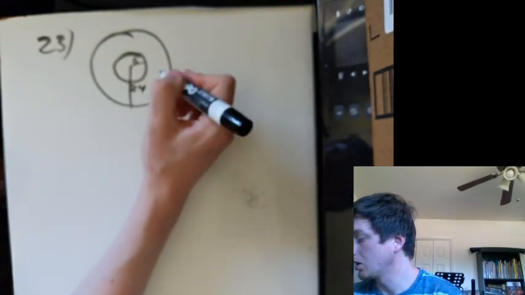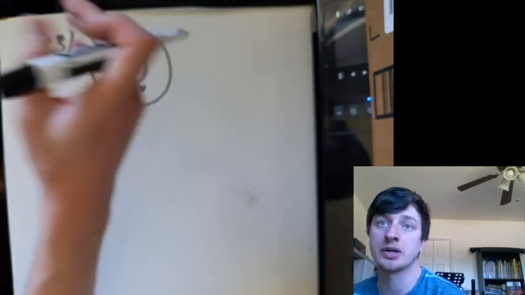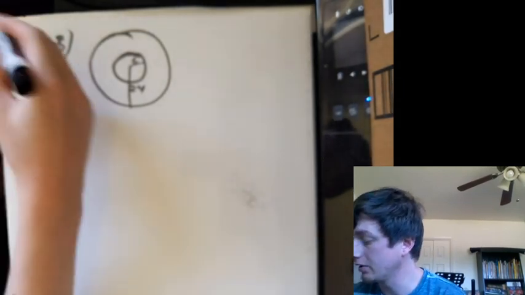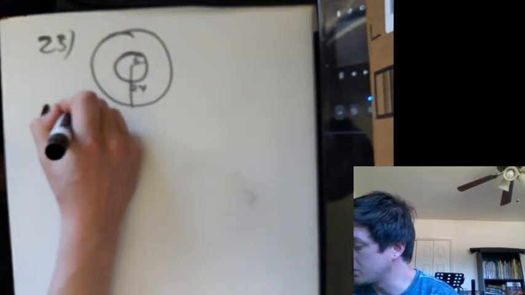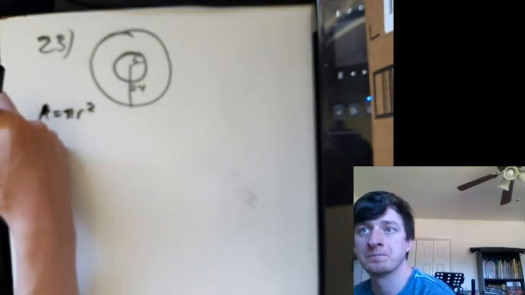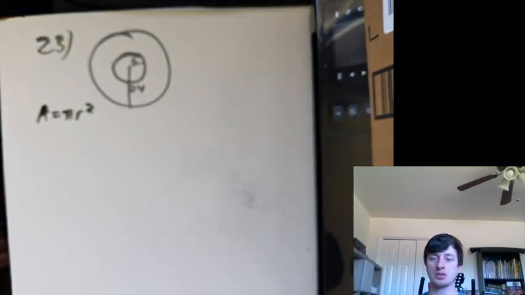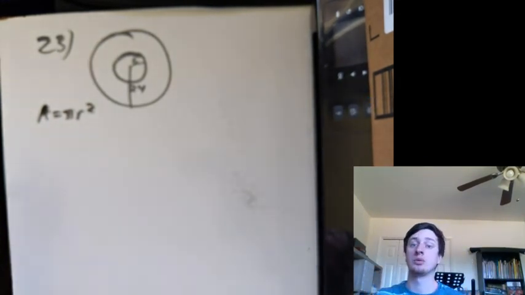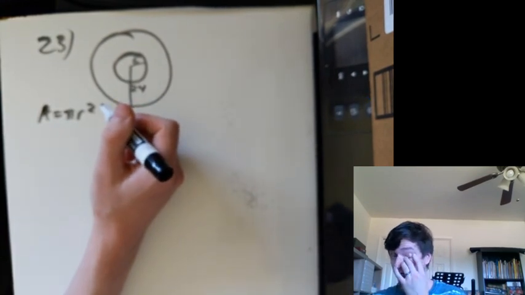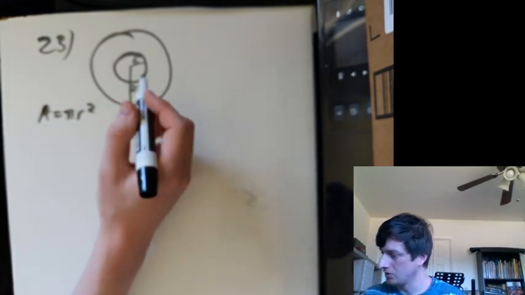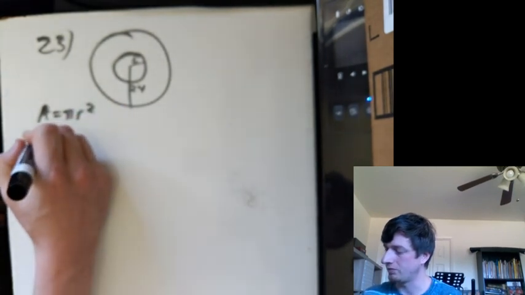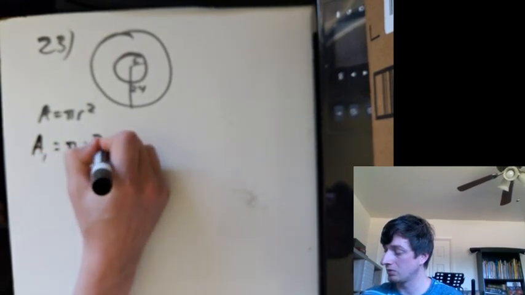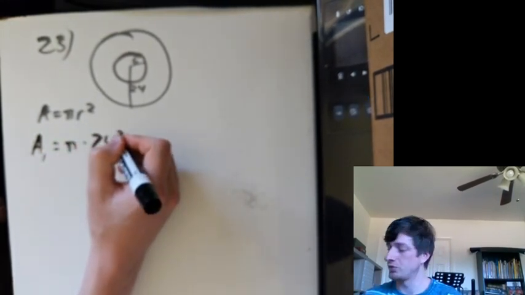We're going to find both areas, and then we're going to subtract the small one from the larger one, right? So our area formula for a circle is pi r squared. We just substitute in for the radius, and then we'll find the area and we can subtract. So area 1, we'll do the big area first. Pi times 24 squared.